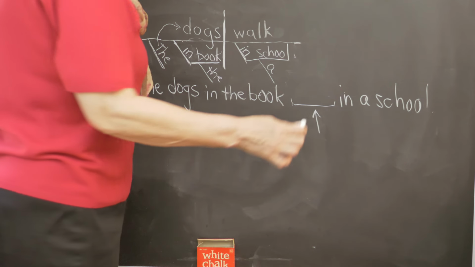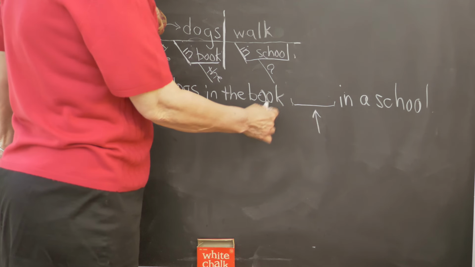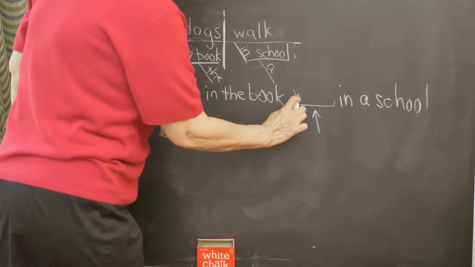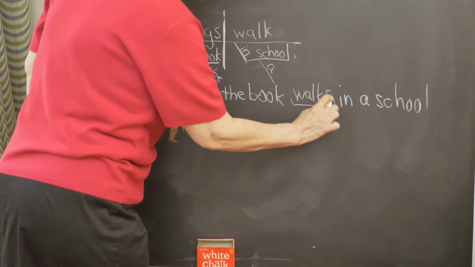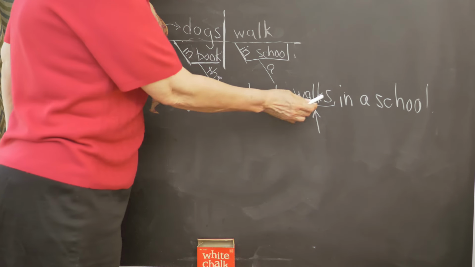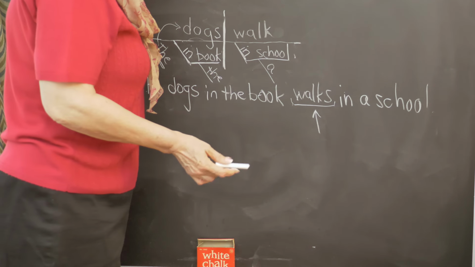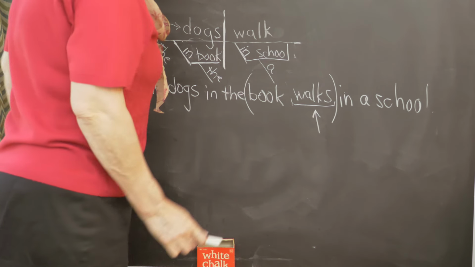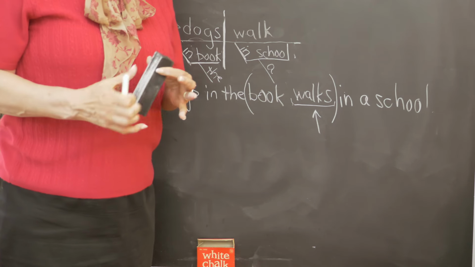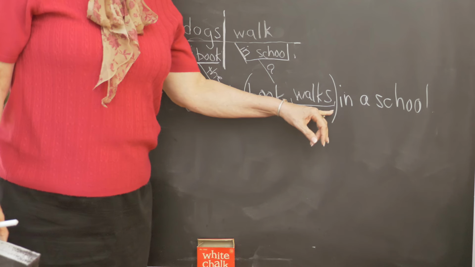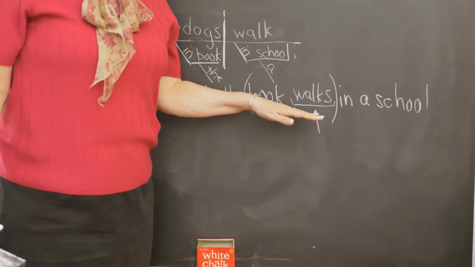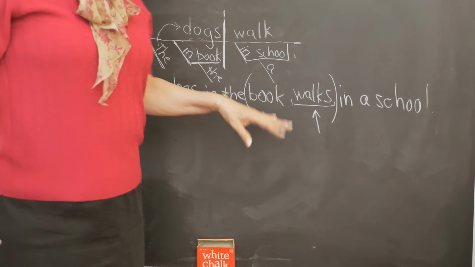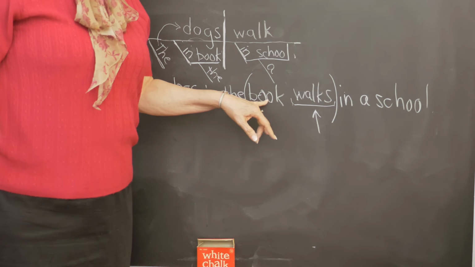Okay, so you want to keep walk. Okay, so is it going to be walks or walk? Okay, Billy, why did you decide on walk? That's some good thinking, because book is singular and walks is singular. Now I realize, and I think Billy realizes too, that this is a silly sentence because the book isn't walking. But it is a noun, and it's a singular noun that is close to the verb.